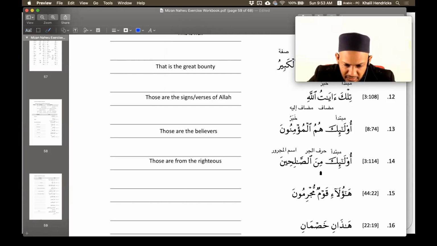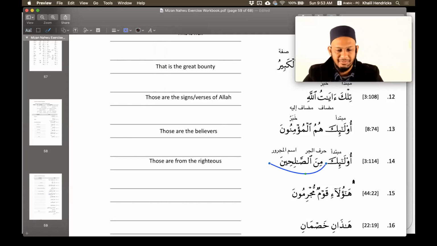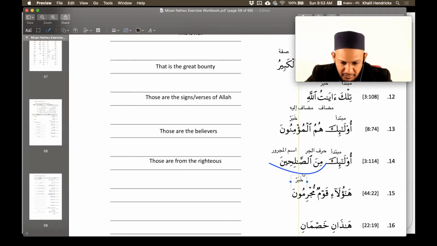That this, minas salihin, this whole thing here takes the place of the khabar. We haven't done it yet, but you can start processing it: sometimes a khabar is not visible, then something else takes its place. From a logical point of view, ulaika, those, is the mubtada, and as soon as I add is and are, I know it's a jumlatul ismiya. So give me news about those: minas salihin, that those are from the righteous, from the pious. This whole thing will be the khabar. So it's not only pronouns that can be separated.